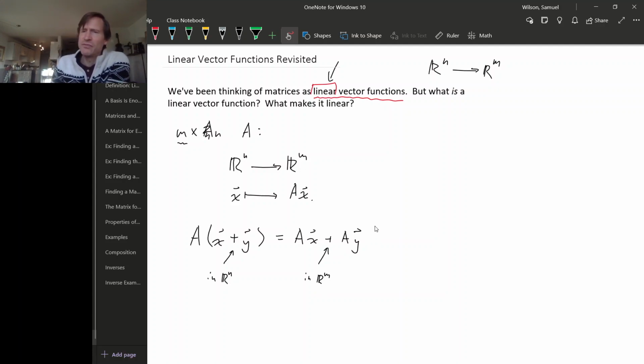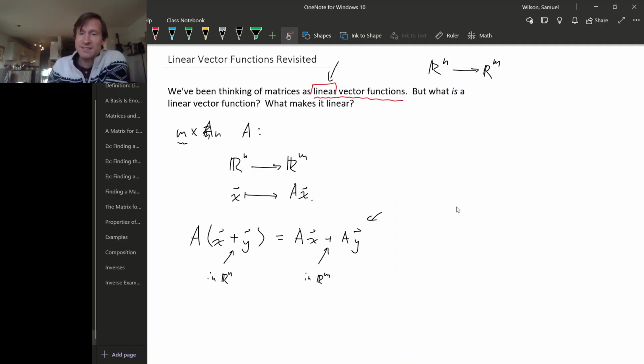Not every vector function would do that. You can imagine that most vector functions would scramble together the coordinates of x and y in a way that would make this not true. So this is actually something special about matrix multiplication.